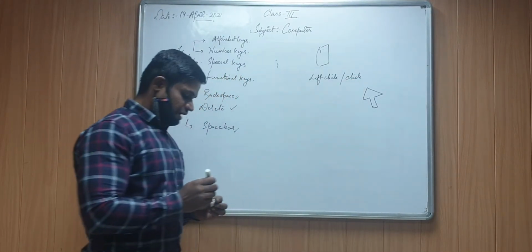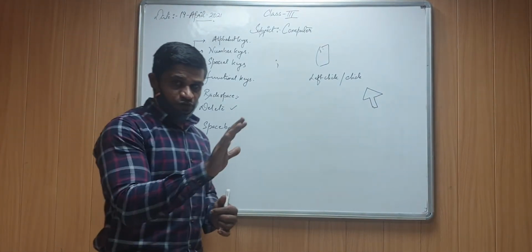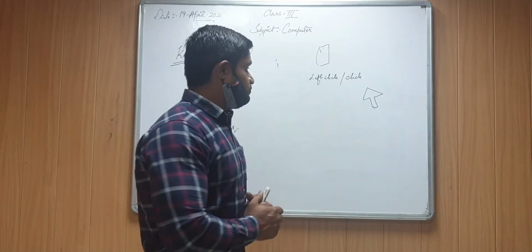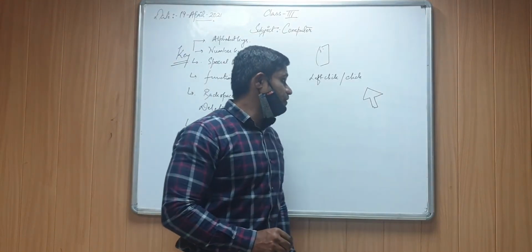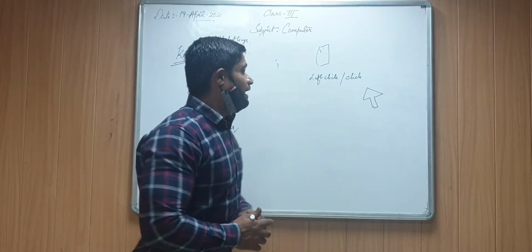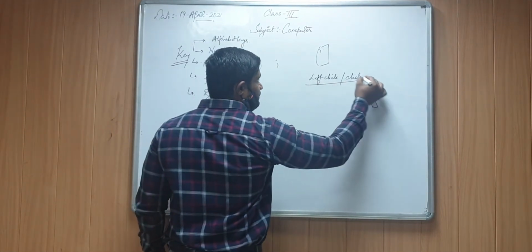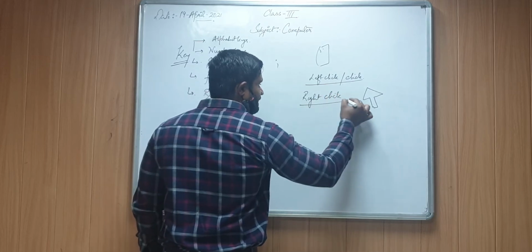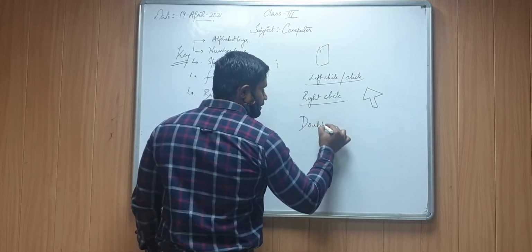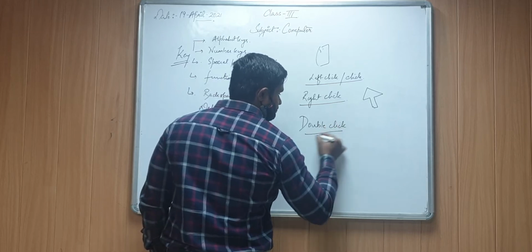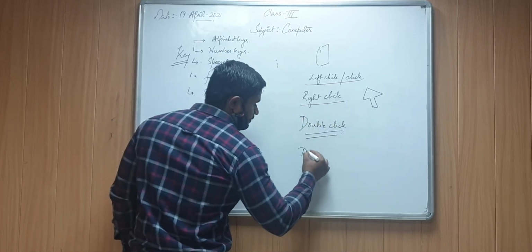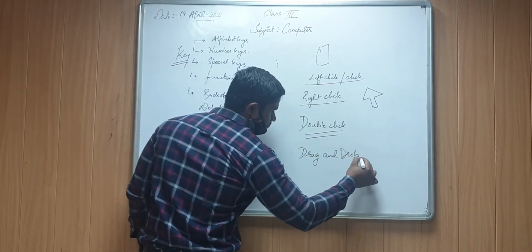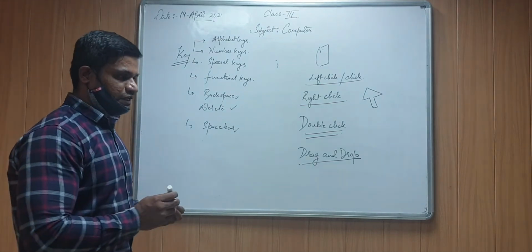Have you seen this arrow? This arrow moves over the screen whenever you move the mouse. So this arrow is the mouse pointer. We had studied about it, and we had studied what we mean by left click, right click, double click, drag and drop. These all actions we studied in this chapter.